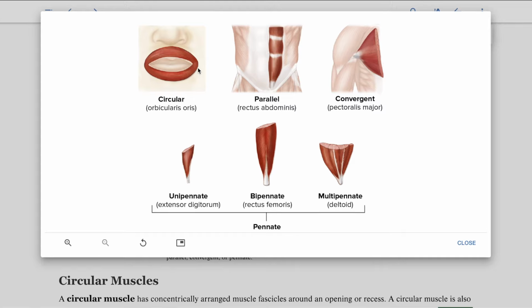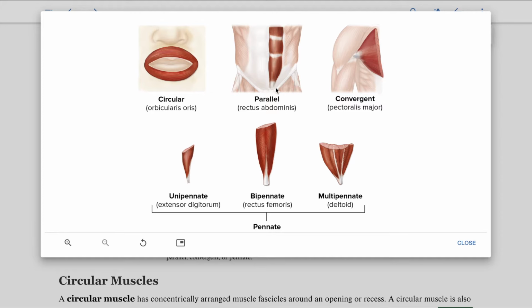One specific example of that would be the orbicularis oris, and of course that would control the opening and closing of our mouths. Now right here in the middle we have two different fiber arrangements, and these two fiber arrangements will be some specific examples of muscles that you might find within that fusiform muscle shape.